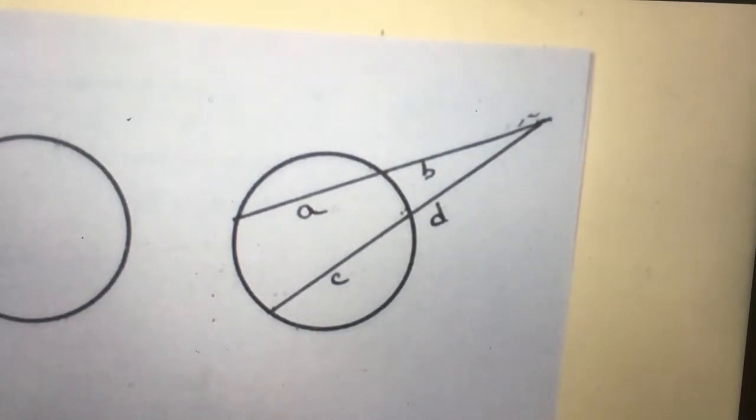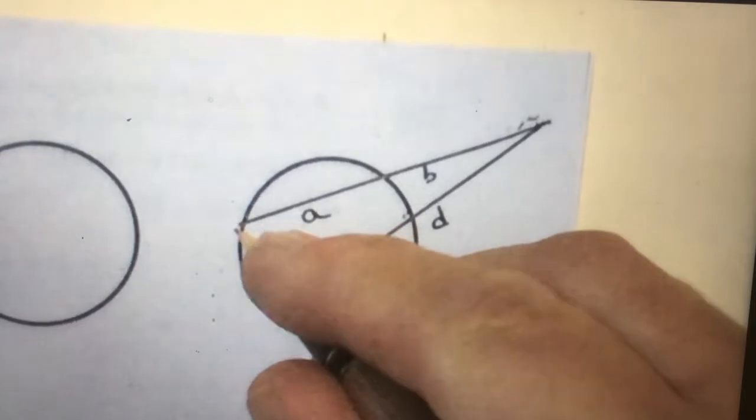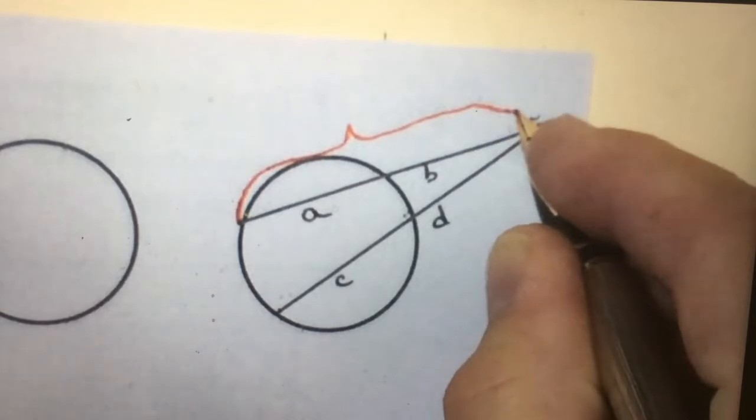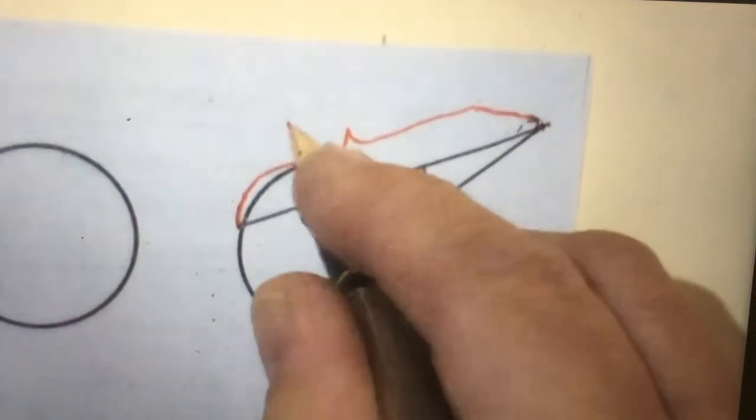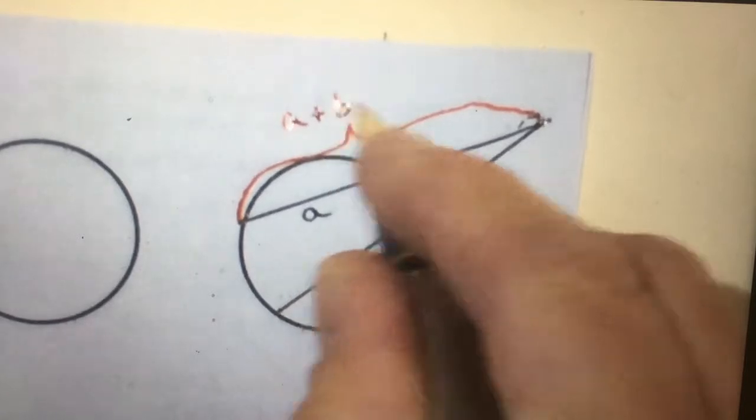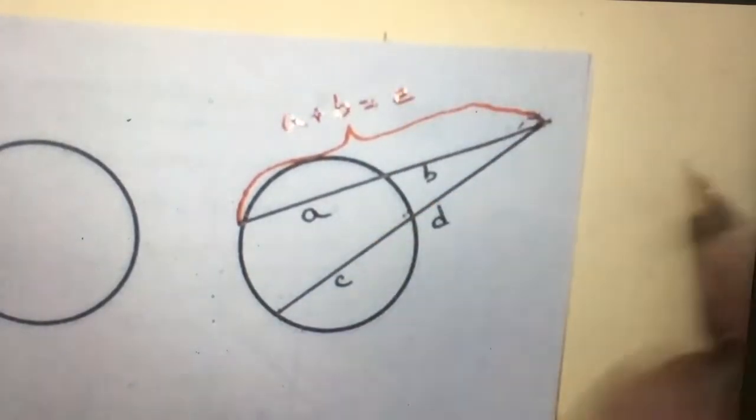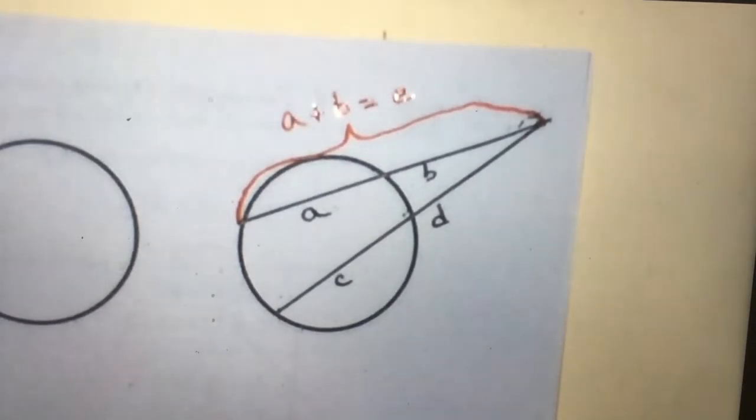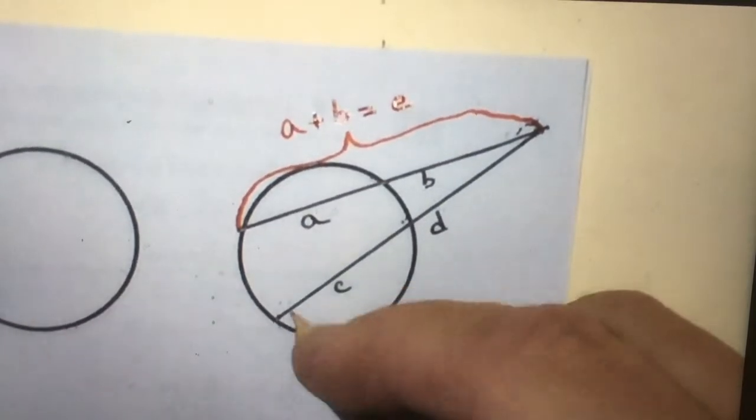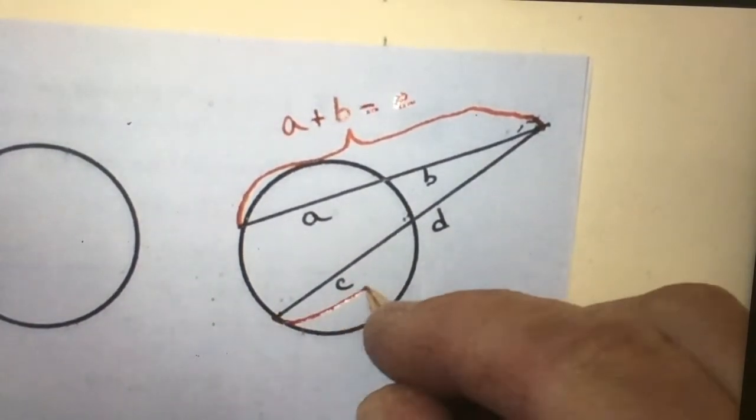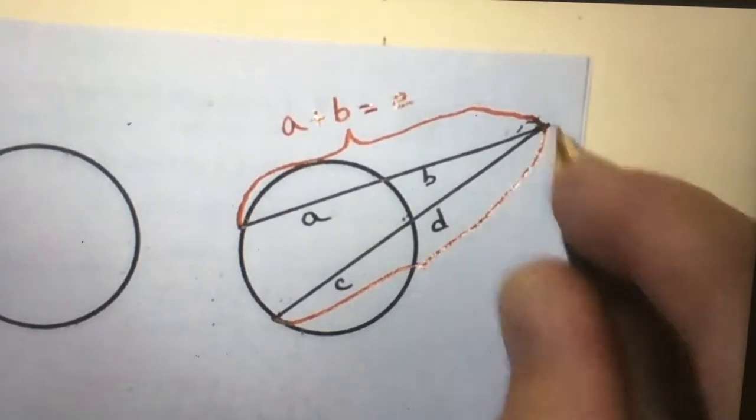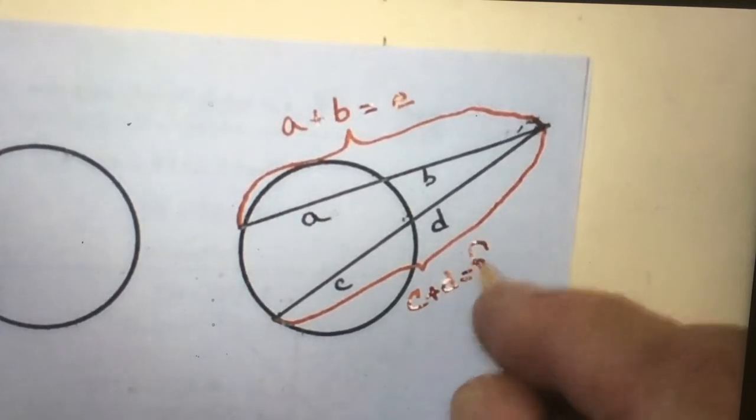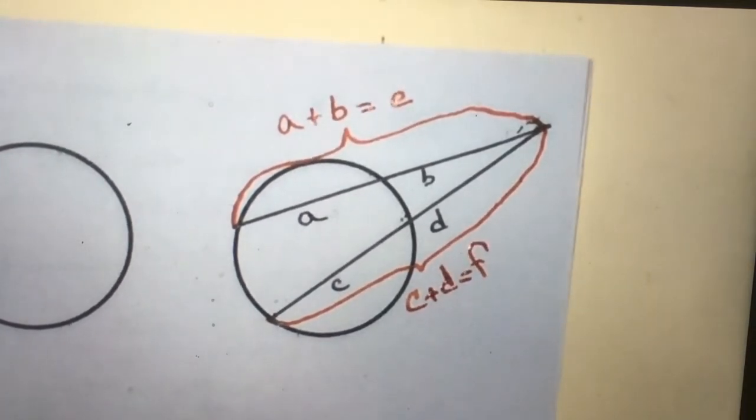But I also want to do one other thing. This length from here all the way to here, which would be A plus B, I'm going to call that E, the length of the whole thing. And the same thing here, I've got a length that goes from here all the way to here, and that equals C plus D, and I'm also going to call it F.